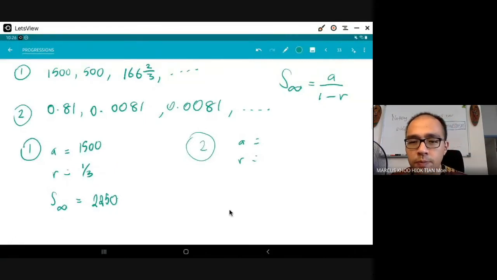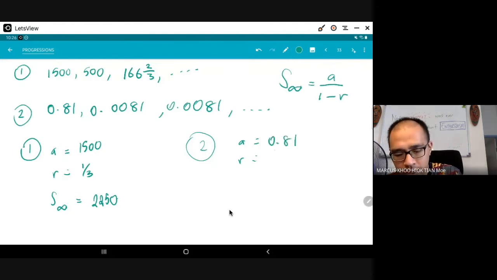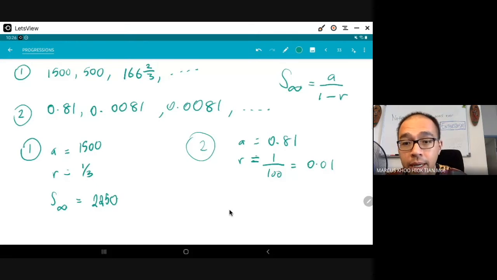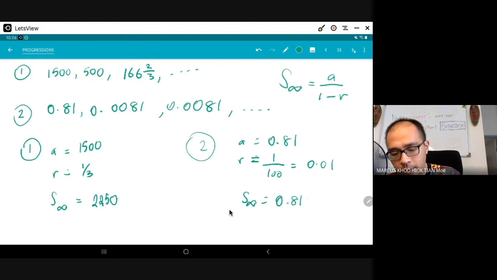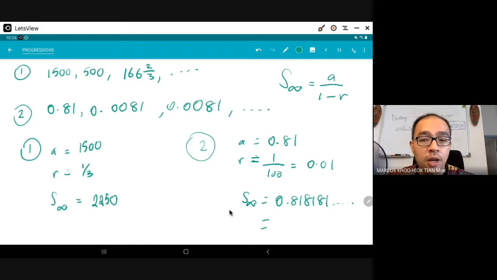Now, number two. A is 0.81, R is 1 over 100, or you can always say it's 0.01. The same thing. And the sum to infinity is actually equal to 0.81818181, and so on and so forth. If you put this into fraction, you have 0.81818181.